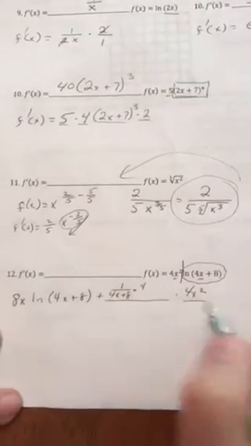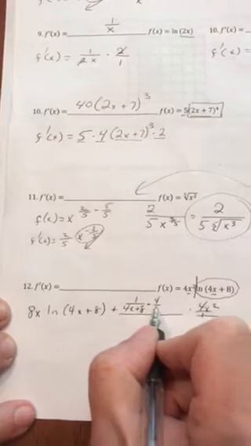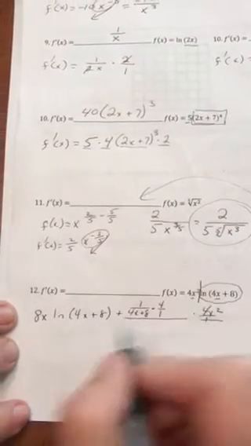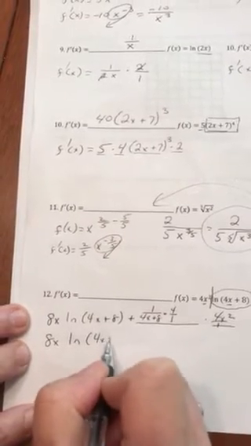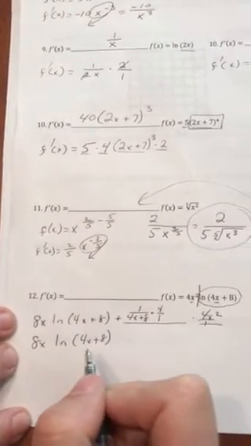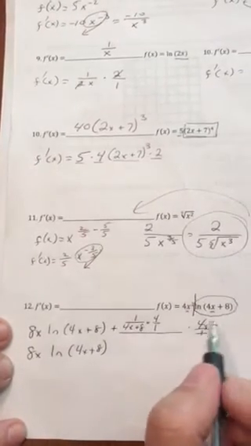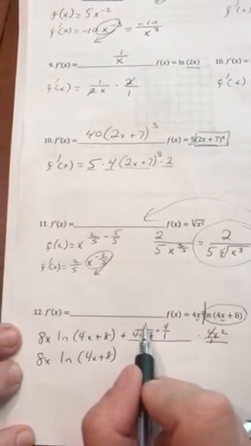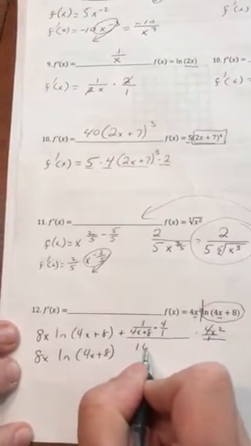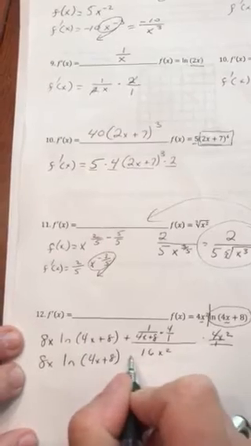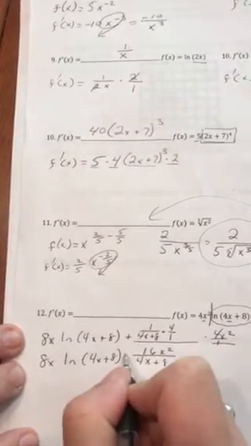All right, now you can treat that 4x squared like it's over 1 if you want, and this 4, of course, is over 1. So at this point, we'd have 8x natural log of 4x plus 8. There's really nothing you can do with that first piece. Now it's going to get a little bit interesting. If I go ahead and just multiply the numerators together, I have 1 times 4 times 4x squared, which would be 16x squared, all over 4x plus 8.